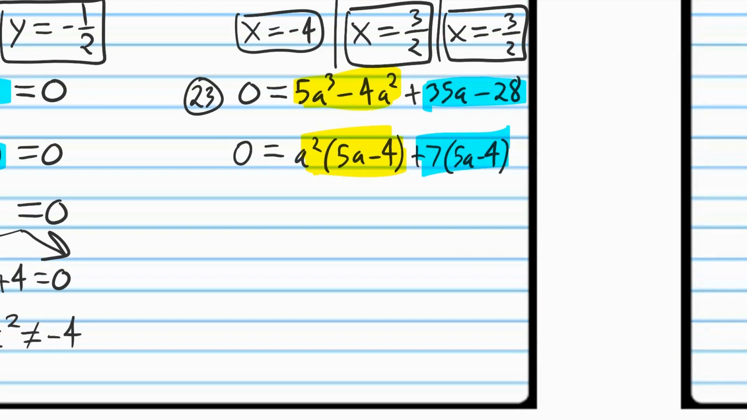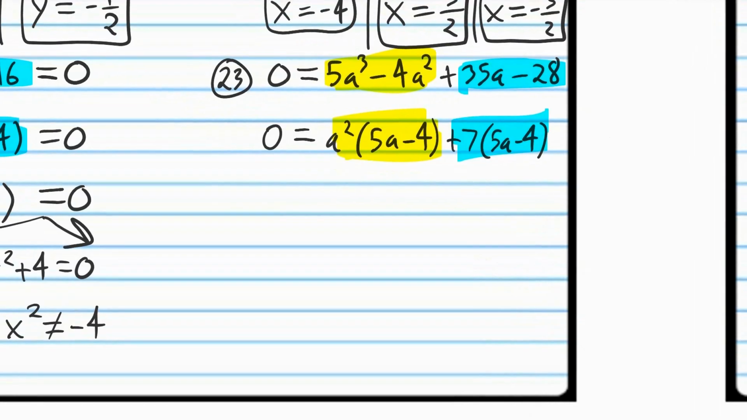5a cubed minus 4a squared plus 35a minus 28. That looks correct. So again, notice we have a plus sign here because we didn't have to factor out a negative 7 from this second grouping, the blue grouping. So we know that we did that correctly because we have a common factor, 5a minus 4. So we're going to factor out the 5a minus 4. And we're left with a squared plus 7.